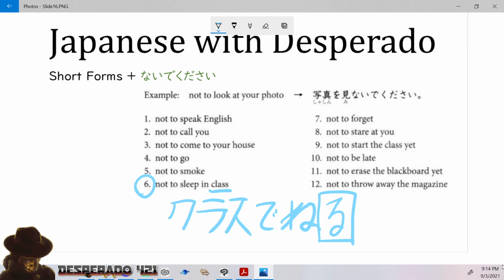Kurasu de. Was it kurasu de ne de kudasai? Is it not a verb? It is a ru verb. You forgot to add the nai. Oh, nenai de kudasai. Got it. Very good. One more. Kurasu de nenai de kudasai. Very good.